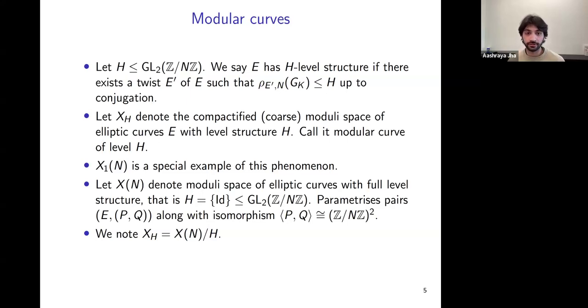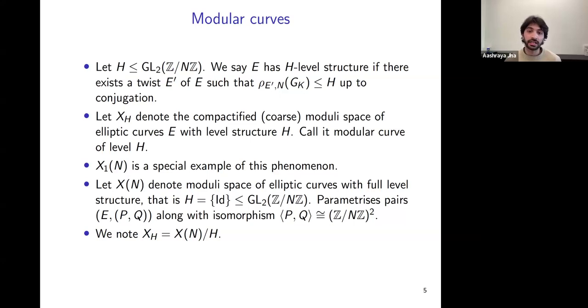So let's look at other subgroups of GL_2(Z/NZ). Say we have one of these. We'll say an elliptic curve E has H-level structure if there is a twist whose image is inside H up to conjugation. There are subtleties here, and I'll refer people to the paper of Rouse and Zureick-Brown, where they discuss this in detail and discuss what can go wrong in positive characteristic and if you have extra automorphisms. So we have such a subgroup now.